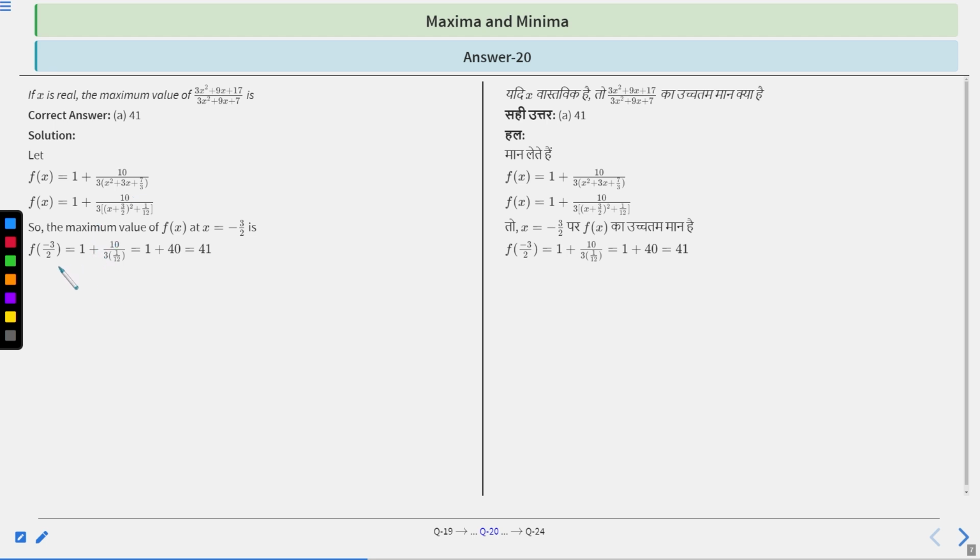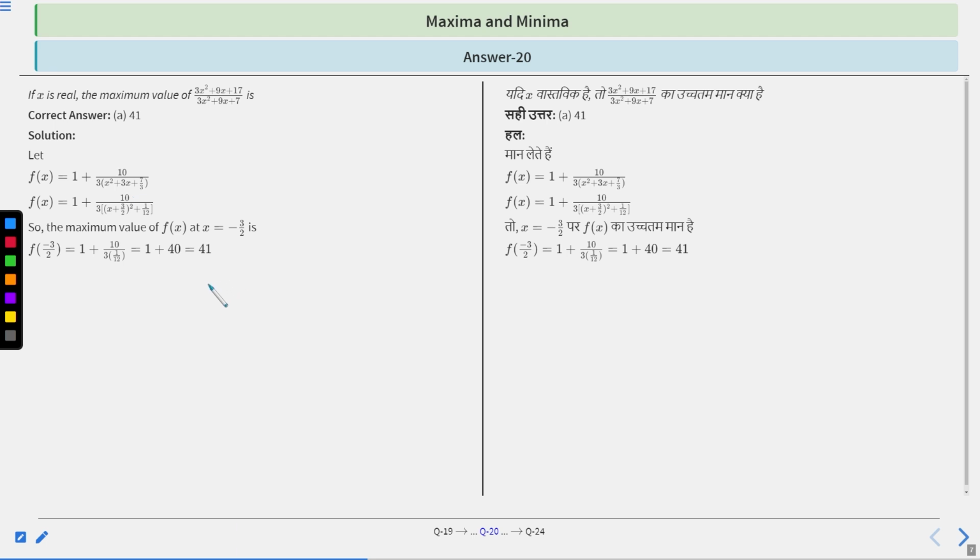So we can easily find f(minus 3 by 2), which is basically 1 plus 10 upon 3 into 1 by 12. We have put x equal to minus 3 by 2. Therefore, we are getting the maximum value of the function at minus 3 by 2, which after solving comes out to be 41, right? So the maximum value of the function is 41.